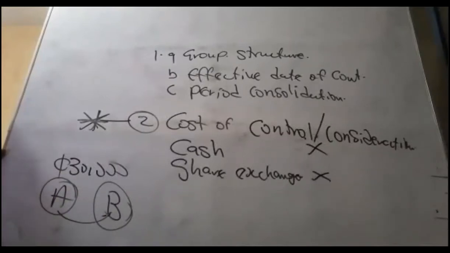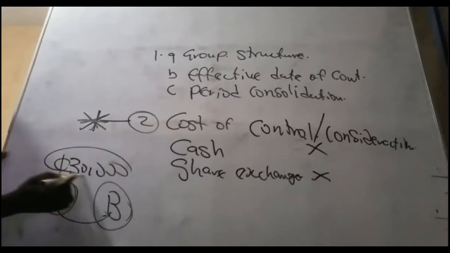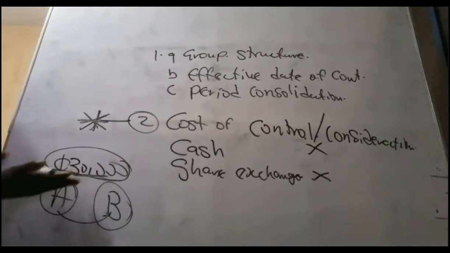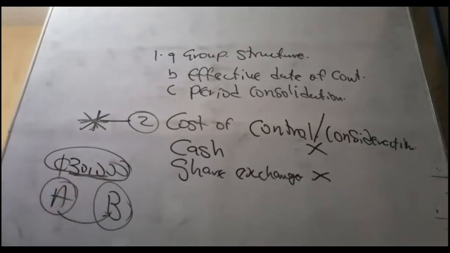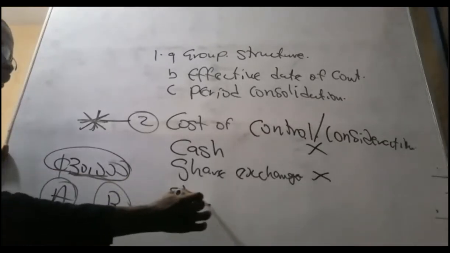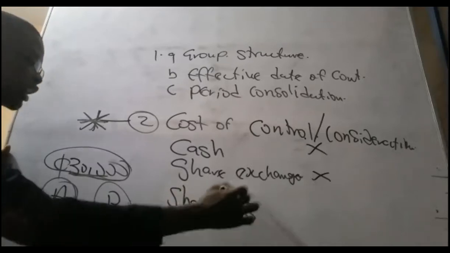The issue is that I don't have physical cash to give this 30,000 to the owners of company B. So what do you do? Can I pay with my shares? Oh yes, I'm giving you shares with a value of 30,000 to cater for the 30,000 I'm supposed to give you. So we pay with shares, and we call it share exchange. We have given it a nickname called share for share.